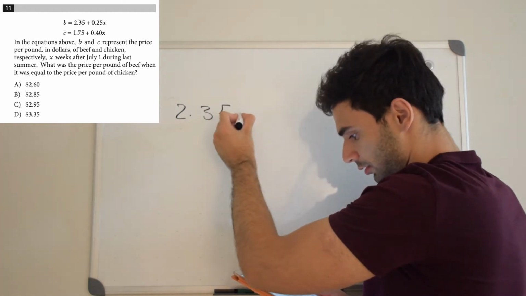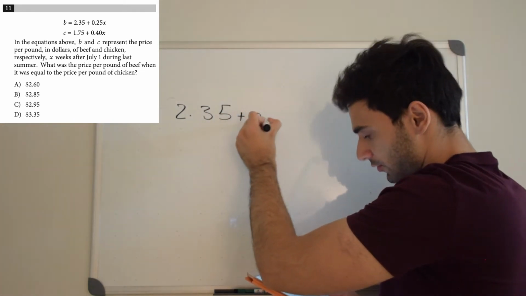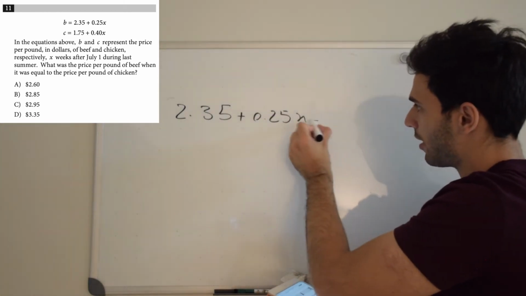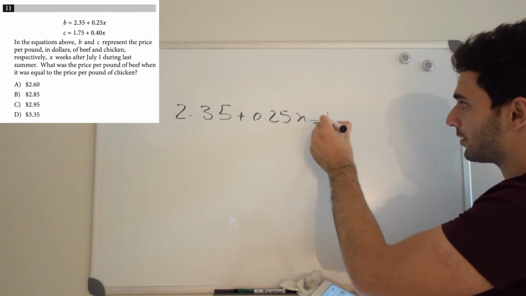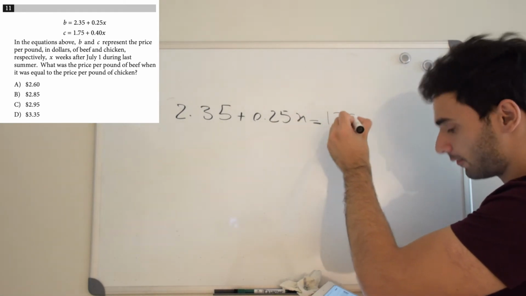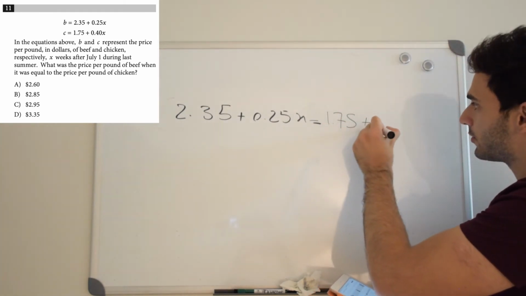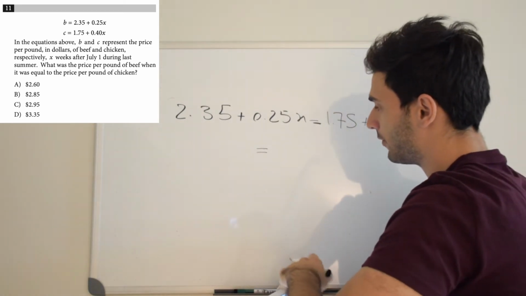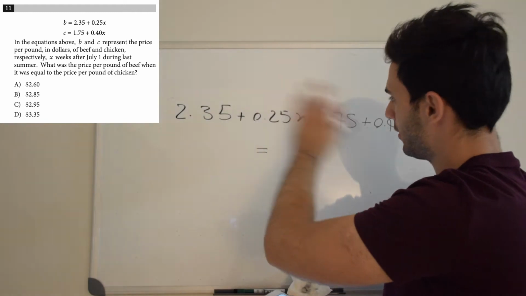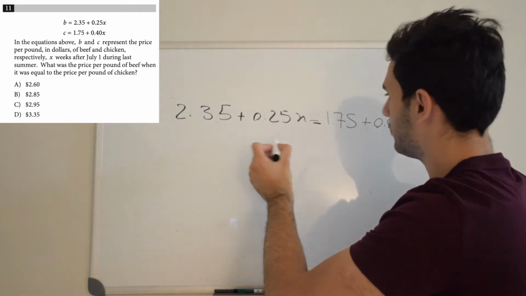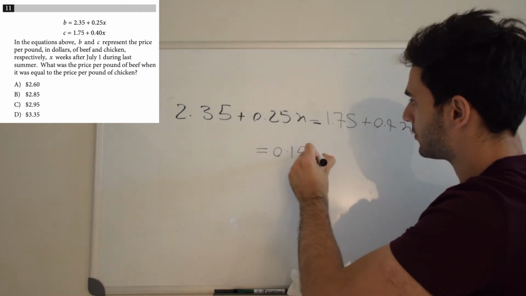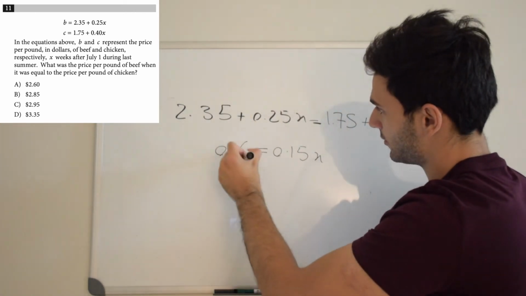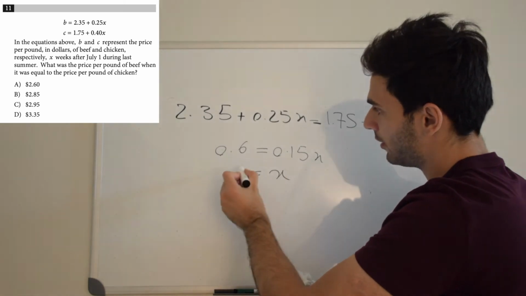2.35 plus 0.25x. This represented beef, which now I'm going to put equal to the one that represented chicken, 1.75 plus 0.4x. So I'm going to put all the x on one side of the equation and numbers on the other side. If I do that, I'll end up with 0.15x, this goes that side, it will be 0.6, and x is gonna be 4.